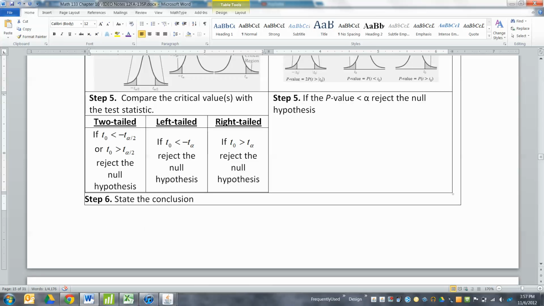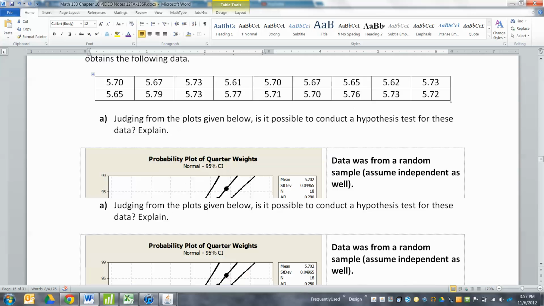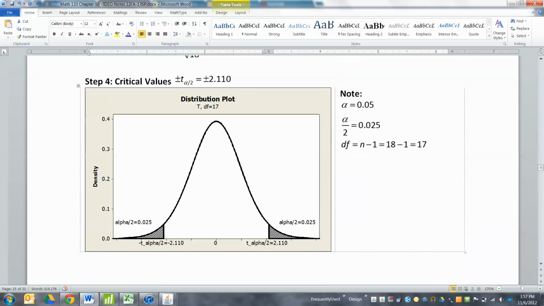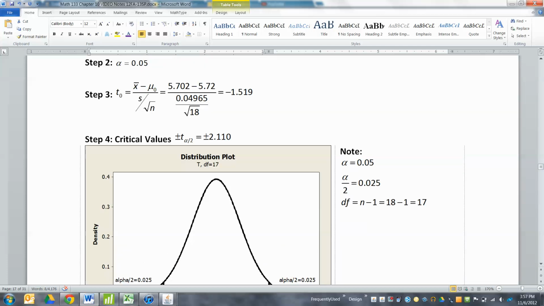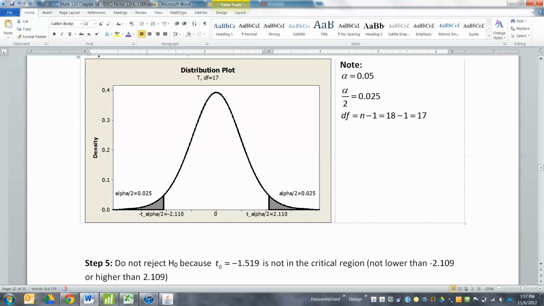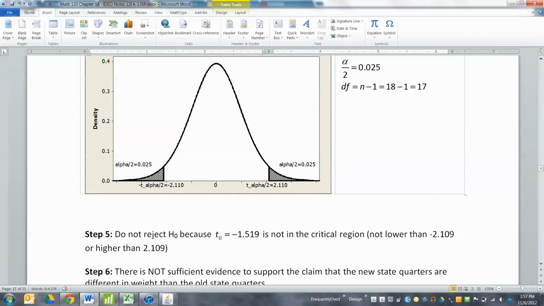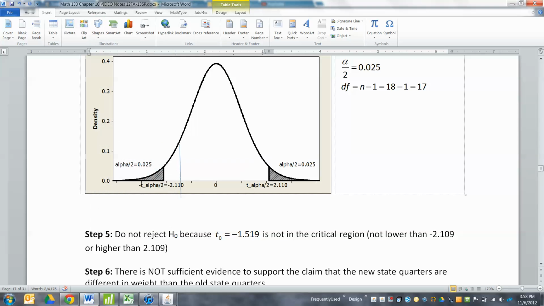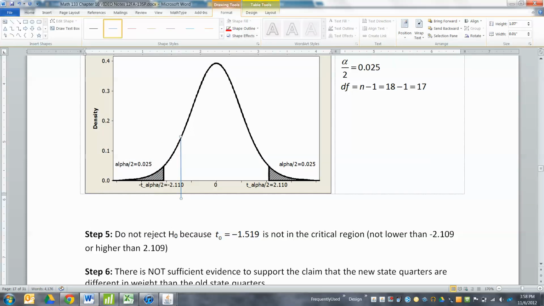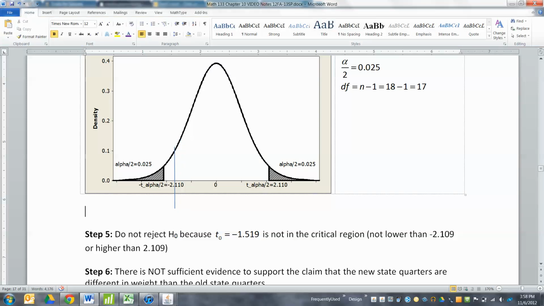All right, then you're going to compare that critical value with your test statistic. Our critical value was 2.11. Our test statistic was negative 1.519. So that's not in the critical region, not in this gray area over here. It's kind of here at 1.5. So therefore, we are not going to reject the null hypothesis, right? A test statistic of 1.5, which is right about there, is not in that gray critical region.